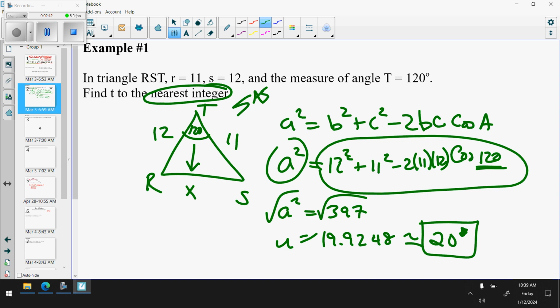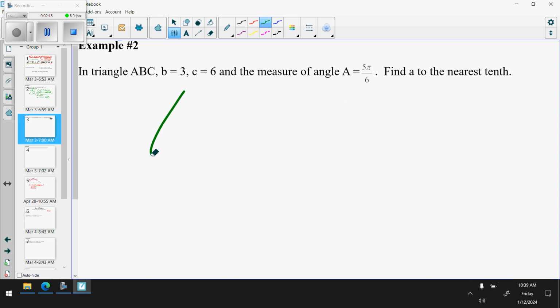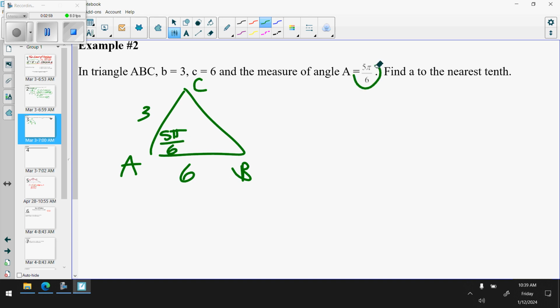Let's do one more. Look here. So we have triangle ABC this time. Okay, maybe it matches up, maybe it won't. Little b is 3, little c is 6, A is 5 pi over 6. Ooh, pi, wait, oh, that's right. Radians. 5 pi over 6. How do we convert that back to degrees? Multiply by 180 over pi. The pi's cancel. 5 times 180 gets 900 divided by 6 gets me 150. That's what I want to use right here. So I'm going to go 150. You have to make that conversion if I give it to you.